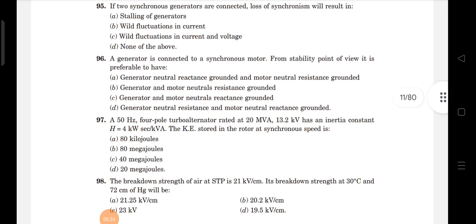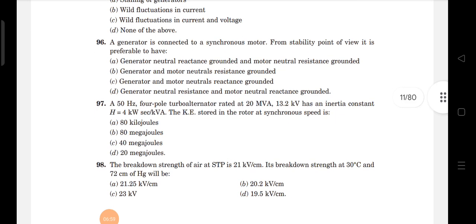Now see here, first option, generator neutral reactance grounded, that is not correct, right? Second option, generator and motor neutrals both connected to resistance, that is also not correct. Third, generator and motor neutrals reactance grounded, C is also not correct. Fourth one, generator neutral is resistance, that is correct, and motor neutral reactance, right? That means for the 96th question, the fourth option, D, is correct.